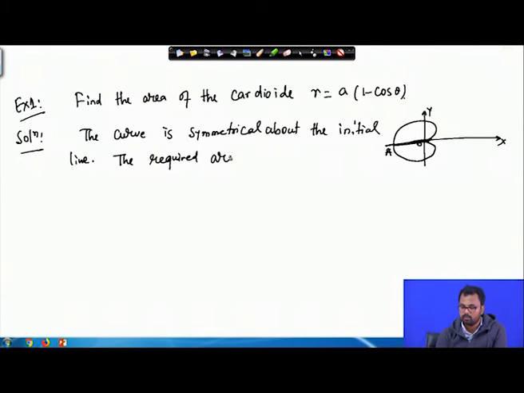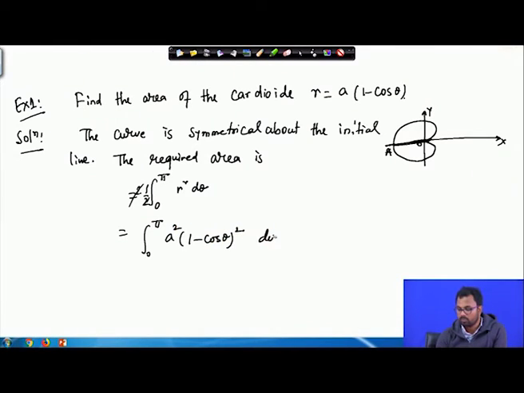So, the required area is equal to integral from 0 to pi of r square d theta, and since the formula is 1 by 2, we write 1 by 2. Since the required area is 2 times the area of any one of these sections, we also multiply by 2 here. Then this 2 and this 2 will get cancelled, and we will have 0 to pi r square d theta. Now, r is a times (1 minus cos theta) whole square. So, here we will have a square, here we will have a square d theta.